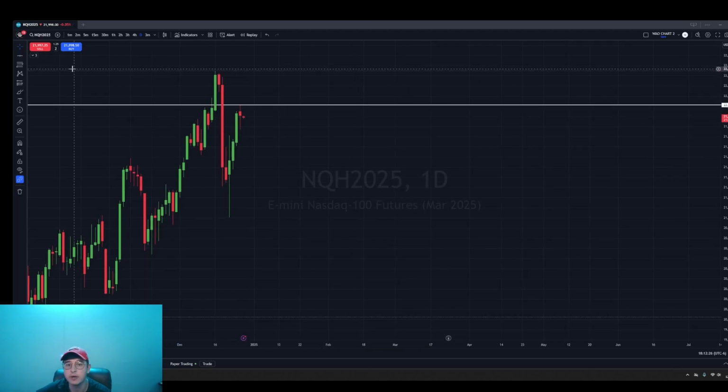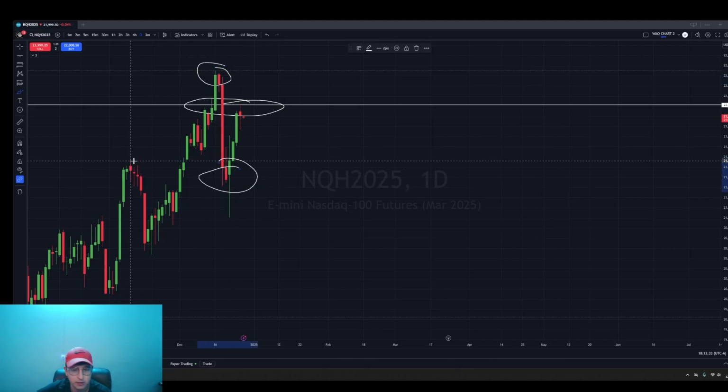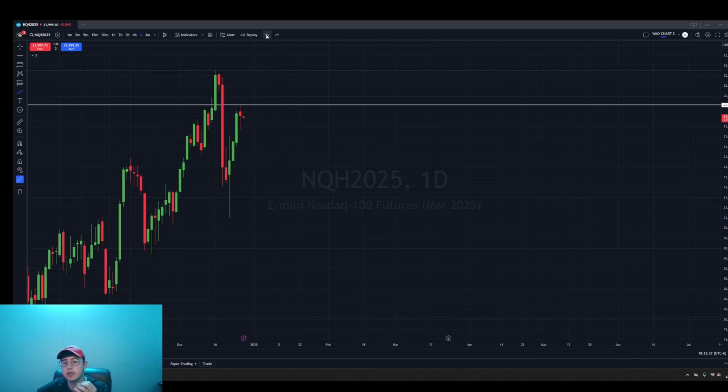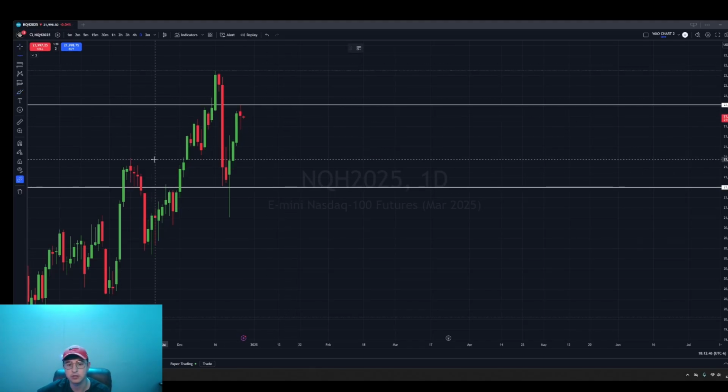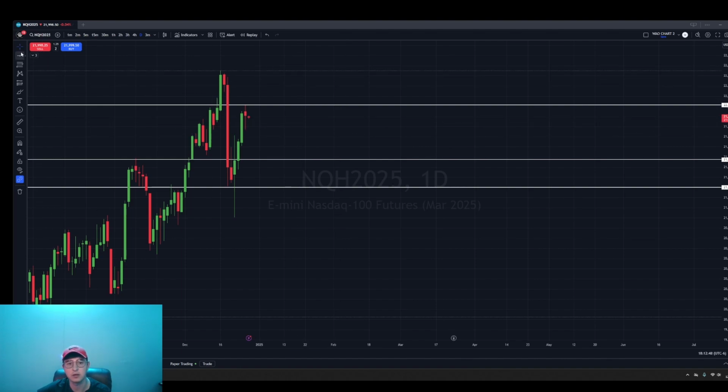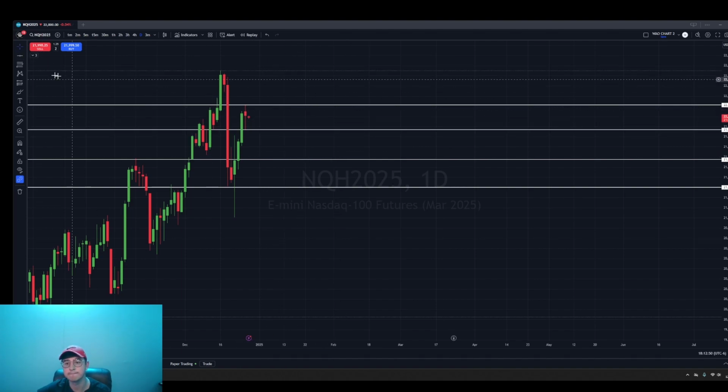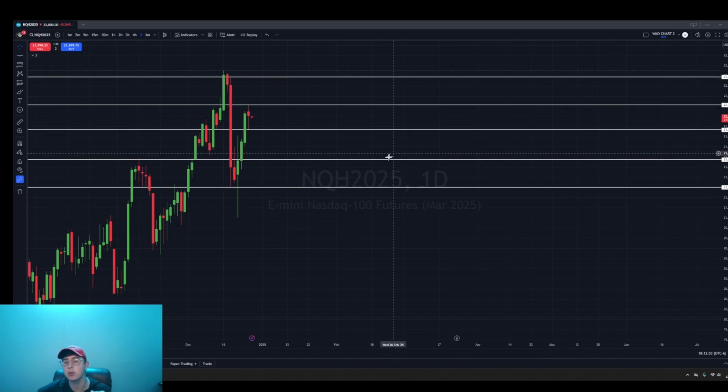All right. So, how do we draw support and resistance? We want to look for changes of direction. Every time I see the market change direction, that is a potential level of support or a potential level of resistance. So, change of direction here, change of direction here, change of direction here, and change of direction here. Again, I don't want to draw 1,000 lines, right? I don't want to confuse myself.